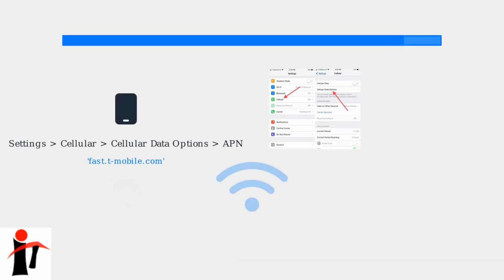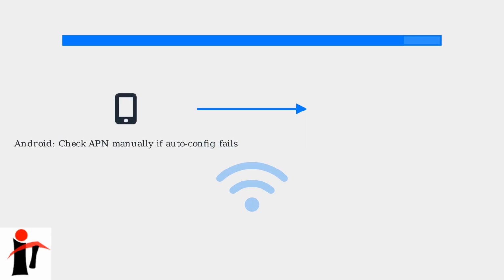If basic troubleshooting doesn't resolve your Spectrum Mobile Wi-Fi issues, you'll need to investigate further. For iPhone users, manually verify your APN settings by going to Settings, then Cellular, Cellular Data Options, and APN. Make sure it's set to fast.tmobile.com since Spectrum uses Verizon's network. For Android devices, APN settings usually configure automatically, but if you're having issues, check them manually in your network settings. Look for the same fast.tmobile.com APN to ensure proper configuration.